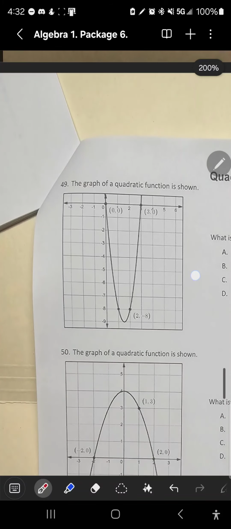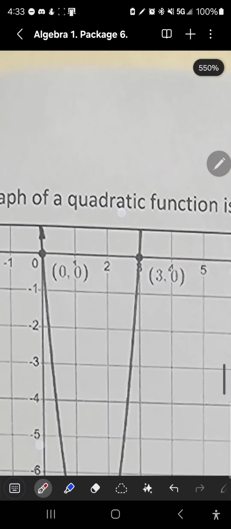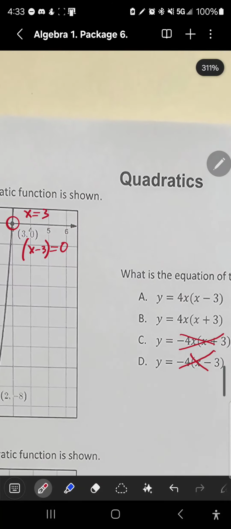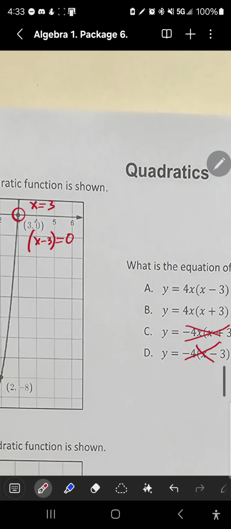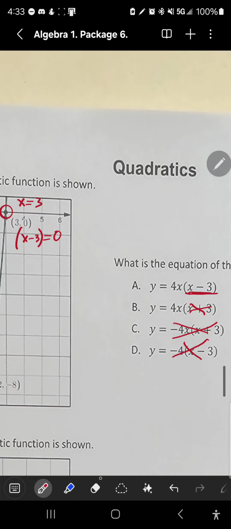Now the next one, 49. Okay, first I know it's going up, so it's not C or D. And now I know that x has to be equal to 3. That's one of my solutions. I have the point here. So x minus 3 will be equal to 0. Therefore, this is what I'm looking for. It is not x plus 3. It is x minus 3. And my answer is A.